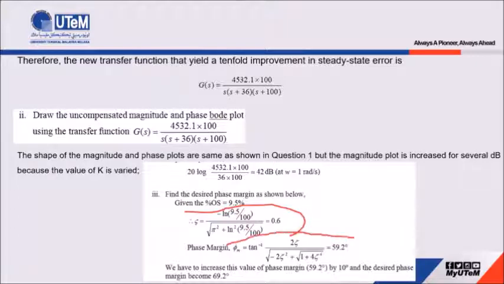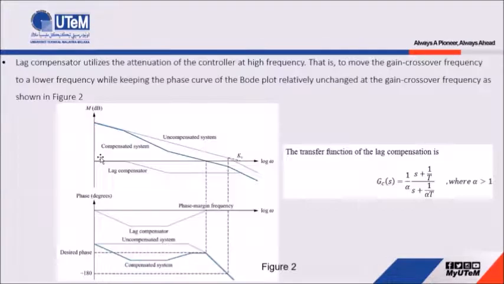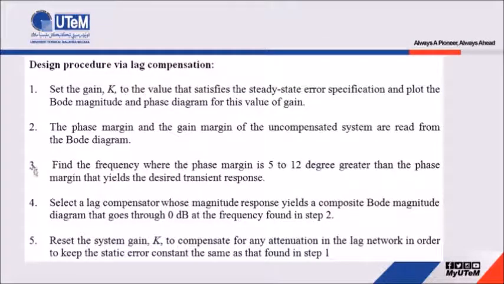We use this formula. In order to use this formula, we have to find this zeta. Based on this zeta, after we calculate, we get a phase margin equal to 59.2 degrees. We have to increase this phase margin of 59.2 degrees by 10 degrees, and the desired phase margin becomes 69.2 degrees.